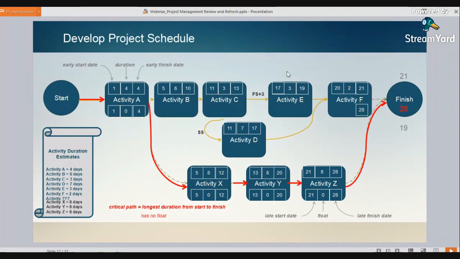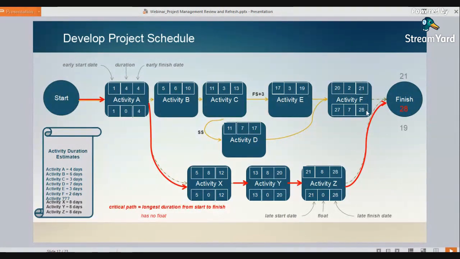Here's where the brain work has to occur. So we look at activity F. We know activity F has to complete by the 28th in order to stay on schedule. It has a duration of 2, meaning it has to start no later than our late start date. When we say late start date, that means it has to start no later than the 27th. If we subtract our early finish date from our late finish date, 28 minus 21 is 7. That means we have 7 days of float.